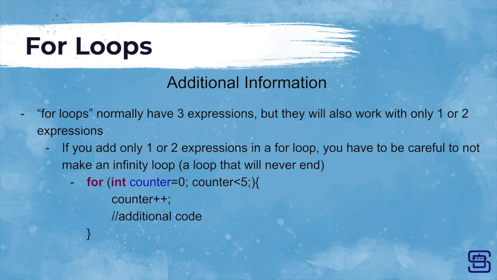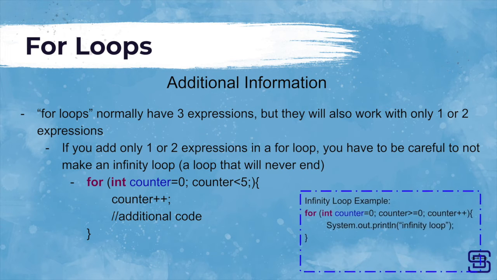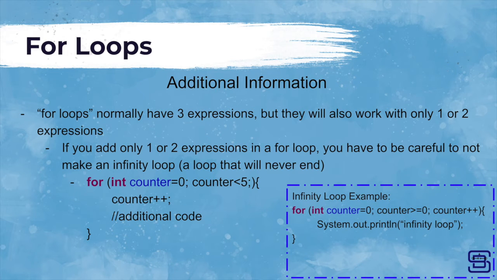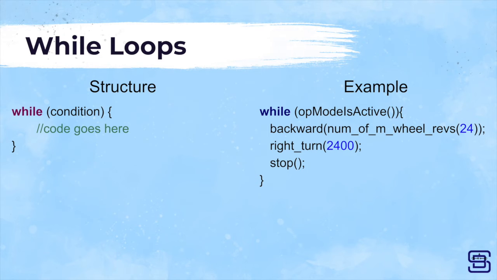An expression is a step, for example, the initialization step, the condition, or updating the variable. If you add only 1 or 2 expressions in a for loop, you have to be careful not to make an infinity loop. This is an example of an infinity loop. It will never end because counter will never be less than 0. In the first iteration, counter will be 0, and that will pass. The next iteration, counter will equal 1. And as you can see, this condition will always be true. However, the example on the left is not an infinity loop because counter will, at one point, not be less than 5.